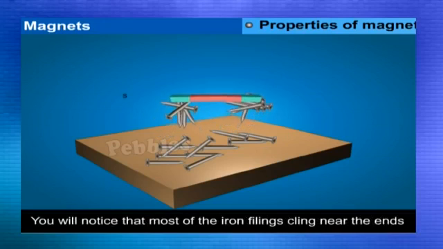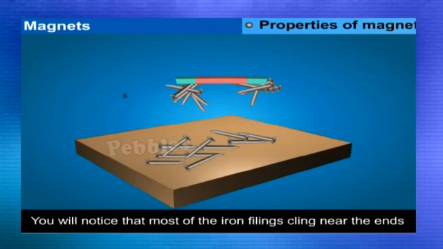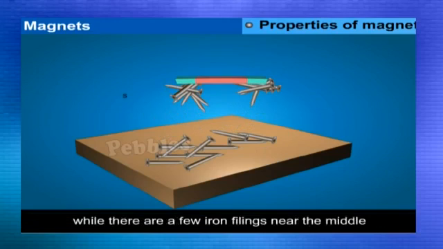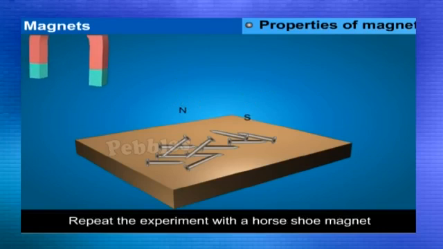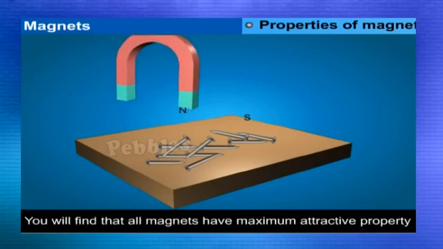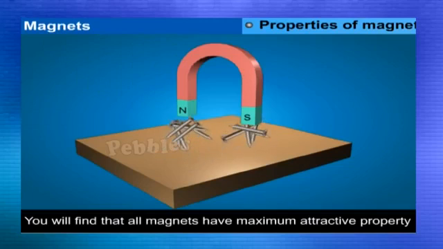You will notice that most of the iron filings cling near the ends of the magnet, while there are a few iron filings near the middle. Repeat the experiment with a horseshoe magnet. You will find that all magnets have maximum attractive property at the poles.